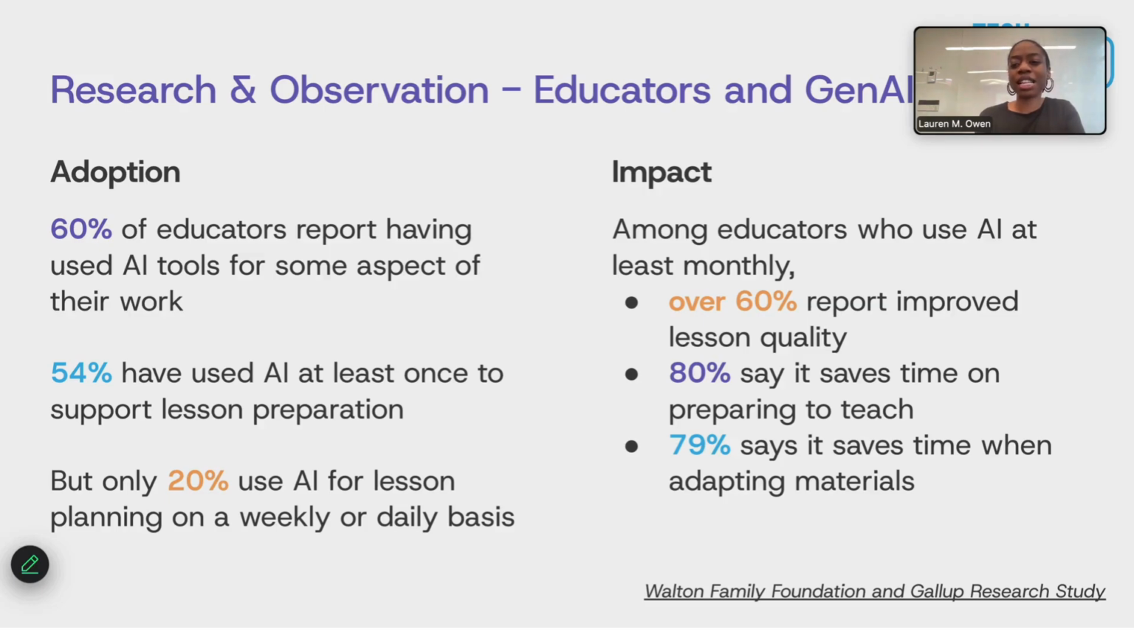And then we're also seeing that 60% of people who use it monthly say it improved their lesson quality, 80% say it saves time preparing to teach, and 79% say it saves time when adapting materials. And that gap is really important between adoption and impact, because this suggests the problem isn't capability, but probably alignment. How can we better align GenAI tools with how teachers actually think, plan, and make decisions for their classes?